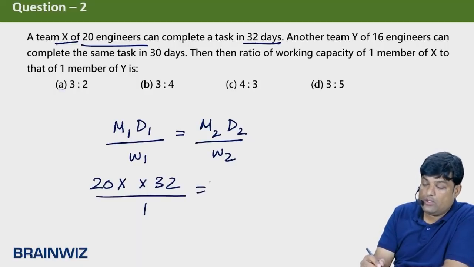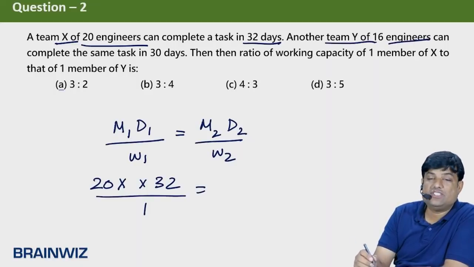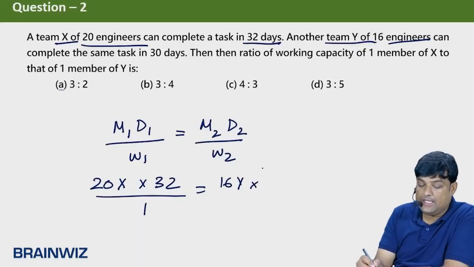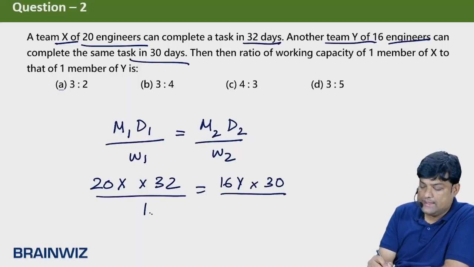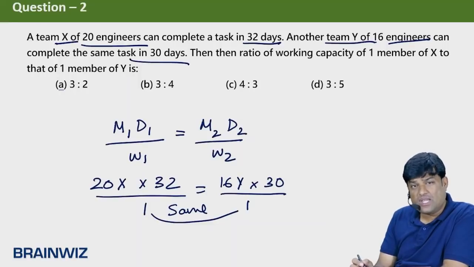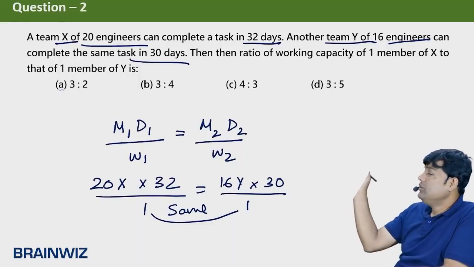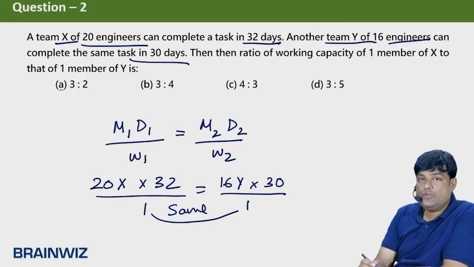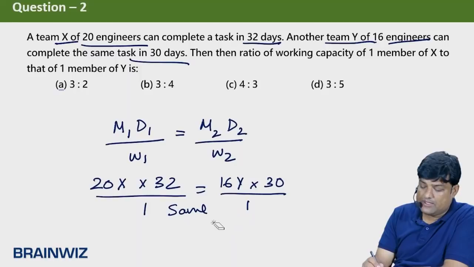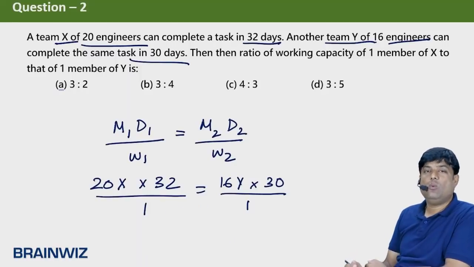Now, here we have team Y of 16 engineers. 16 engineers of team Y have to be multiplied by 30 days because they can do it in 30 days. Which work? Same work. So students, whenever they give the same work, I'm writing it as full work, that is 1. In case they are not giving the same work, say half of the work, then you have to multiply 1 by 2. So this is the way we have to understand, but the same work has to be taken as 1.